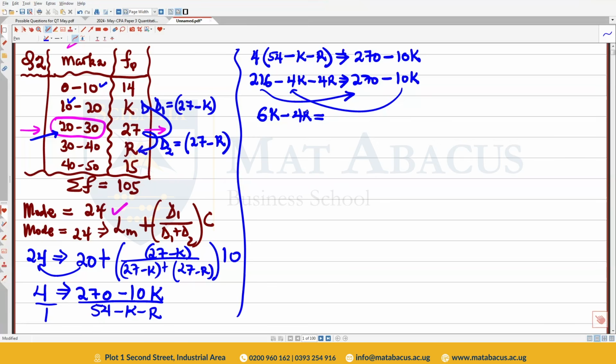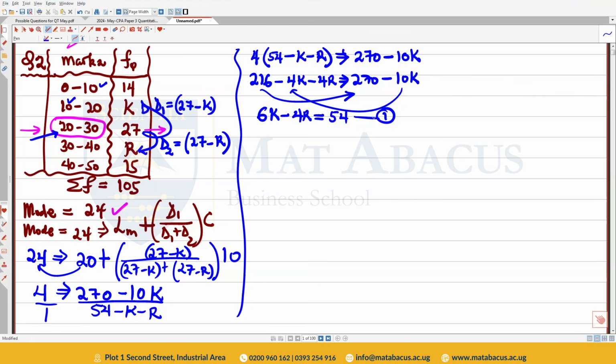270 minus 216 gives you 54. So this is equal to 54, and call this equation 1. I told you something, and that something was, the moment the examiner gives two unknowns, simply know that we are going to generate two equations, and you have just generated the first equation.